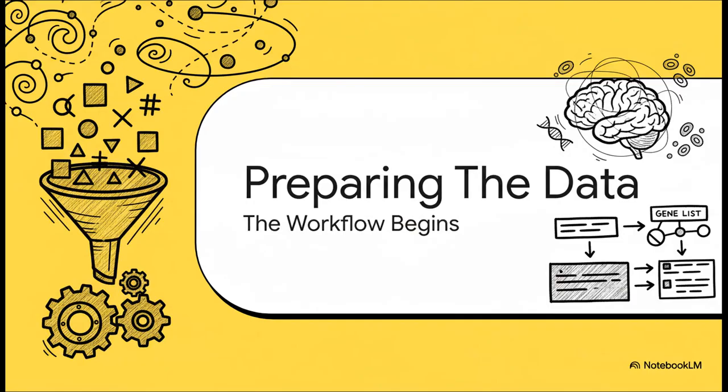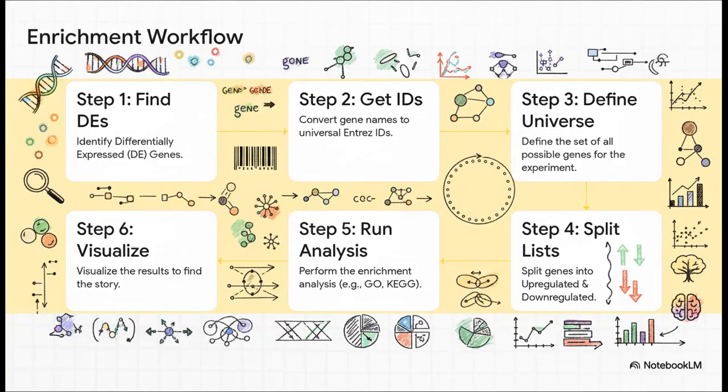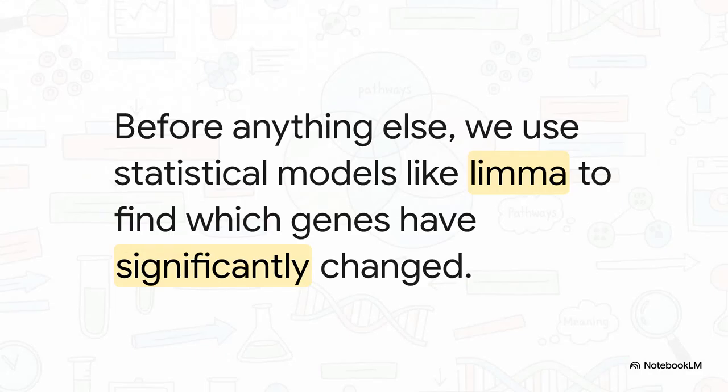So how do we actually do this? Well, like any good analysis, getting a result that actually means something depends entirely on setting up the data correctly right from the very beginning. Here's a quick roadmap of the whole process, from that initial gene list all the way to the final story. We're going to walk through these 6 key steps that take you from just raw data to real, actionable biological insight.